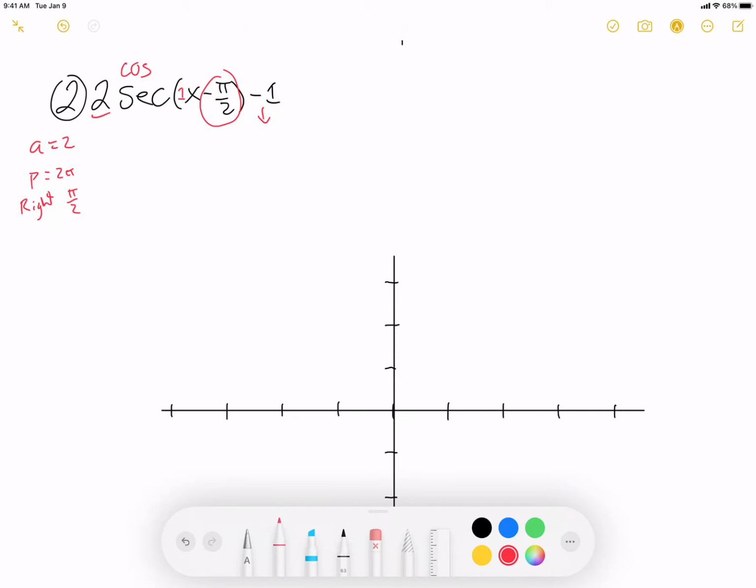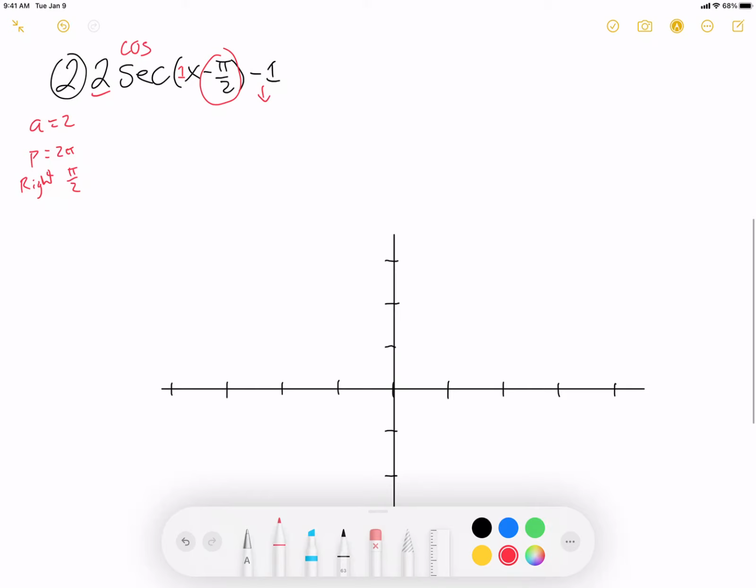Now remember, I will always give you a horizontal transformation that is a tick mark. Let's label our tick marks here. We know our fourth tick mark is 2 pi. Half of that would be 1 pi. Half of that would be pi over 2. And then times 3 is 3 pi over 2.